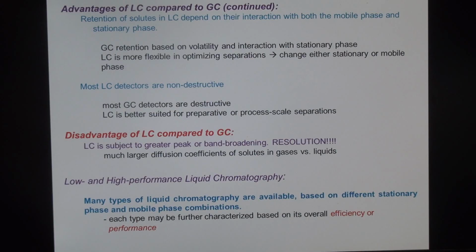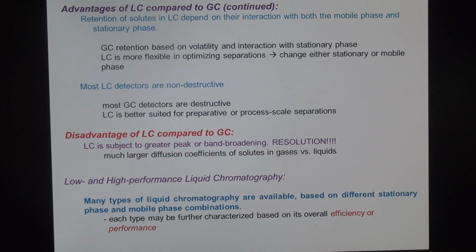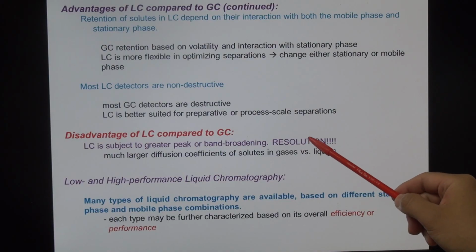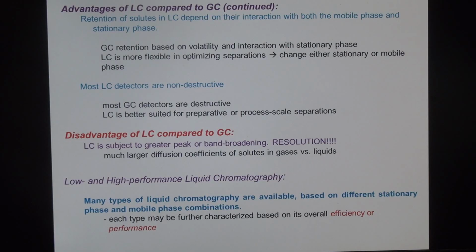We learned about detectors for GC in chapter 26, and some of them, especially if they use flame, are very destructive. But LC also has disadvantages compared to GC. Resolution is relatively lower than GC. They experience more peak broadening, because liquid has a much lower diffusion constant and flow rate than gas.